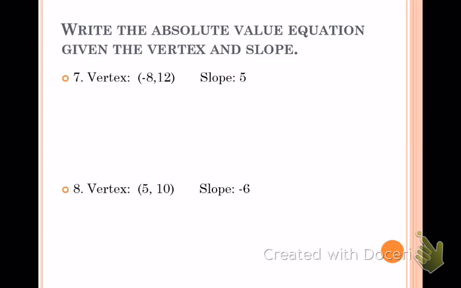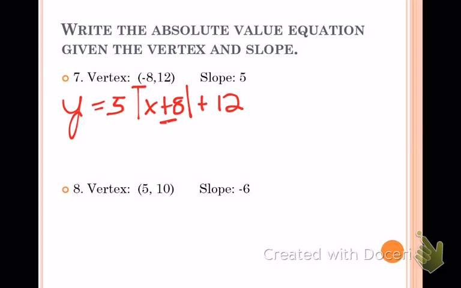Okay? All right, you got 2 for you to try now. Try to write the equation, stop the video, and you can start it back up and check your answers. Okay, how'd you do? You should have come up with y equals 5 absolute value of x plus 8 plus 12. Opposite h. And then down here for number 8, you should come up with y equals -6 absolute value of x plus 5 plus 10. Again, opposite h. See, I just made that mistake. Opposite h.